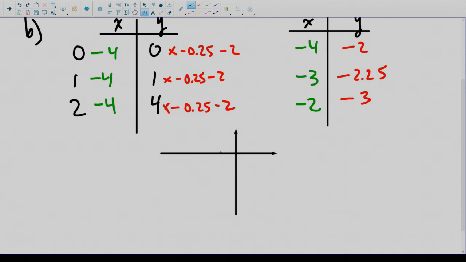So negative 1, negative 2, negative 3, negative 4, negative 1, negative 2, negative 3. So negative 4, negative 2 would be here. Negative 3, negative 2.25 would be about here. And negative 2, negative 3 would be about here.